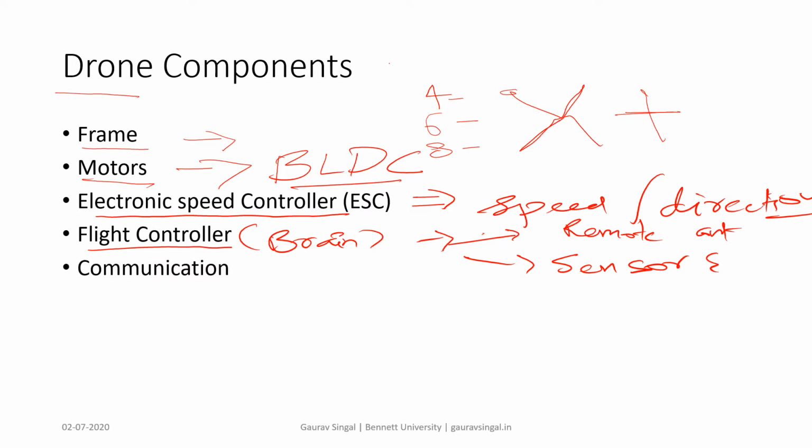In the communication part, if you want to control the drone, you want to send control signals or data signals to a drone, then you need communication. There are multiple communication modes. We'll try to cover some in the lecture. And the propeller, because the motor alone is not able to help us fly a drone. The motor will rotate the propeller and the propeller will generate the thrust to make the drone vehicle fly.